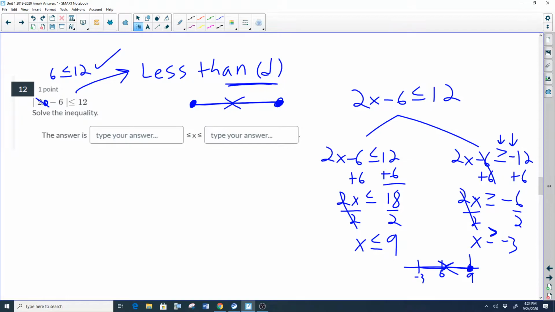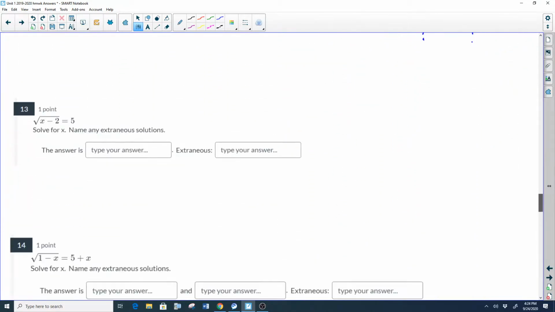Ready? So again, it's negative 3 to 9. So what that's going to look like is negative 3 and 9. All the numbers are in the middle. And then all the numbers are going to be greater than or equal to negative 3, but less than or equal to positive 9. So we'll plug in a negative 3 here and a positive 9 there. Beautiful. There's number 12 to check your answers.